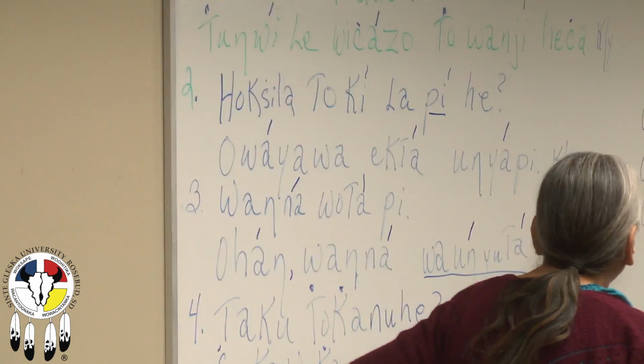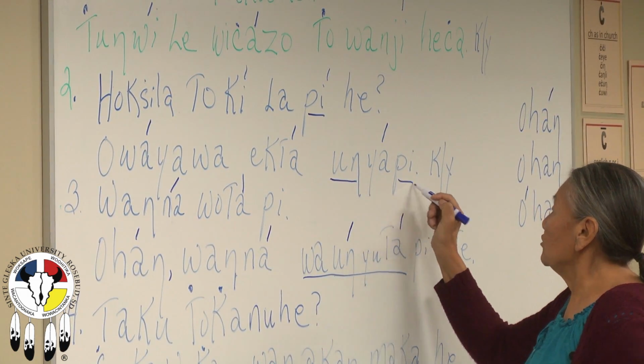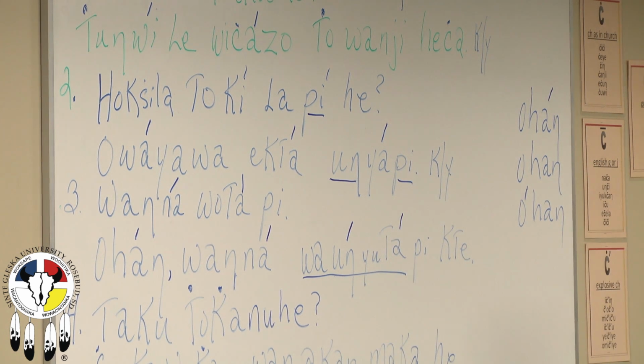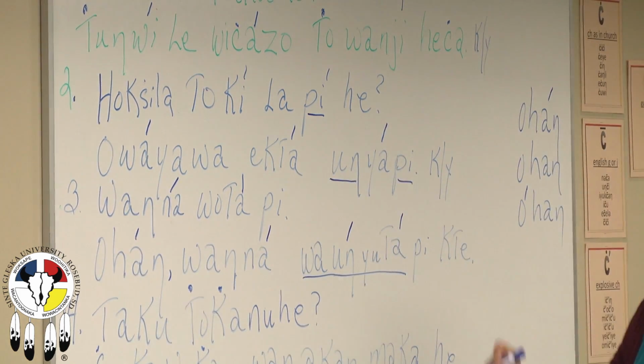Owayawa ekta unyampi. See, he is conjugated right here. Conjugation. Unyampi. Owayawa ekta. If it was only me, I would say Owayawa ekta ble. It would make a whole difference on what I'm saying. But here, we're talking to a group only because I added the P in there. Hokshila toki lapi he. Owayawa ekta unyampi. The conjugation makes it a group.